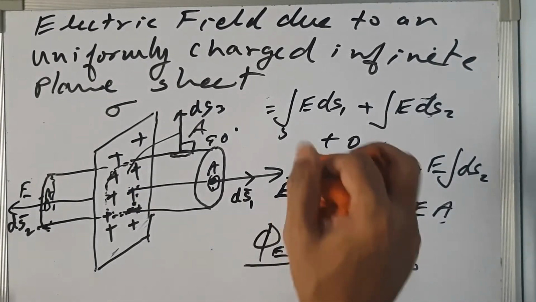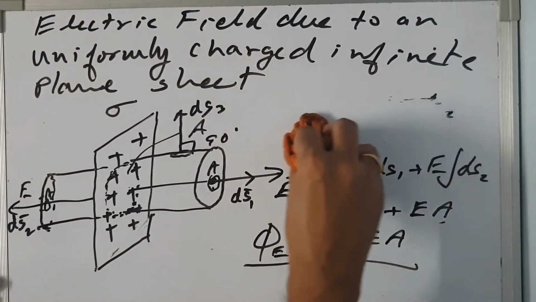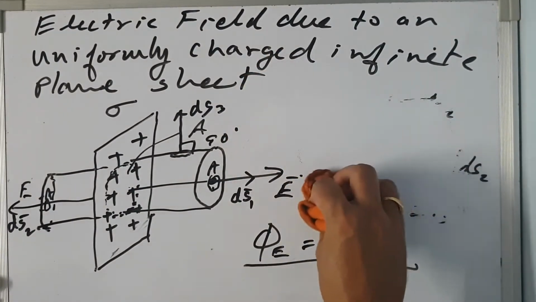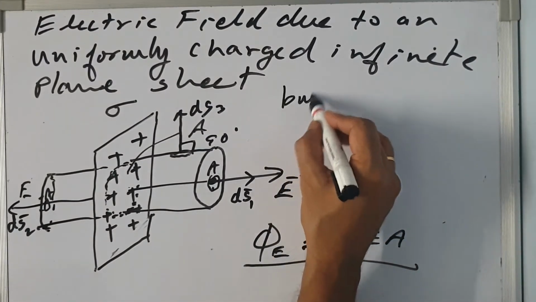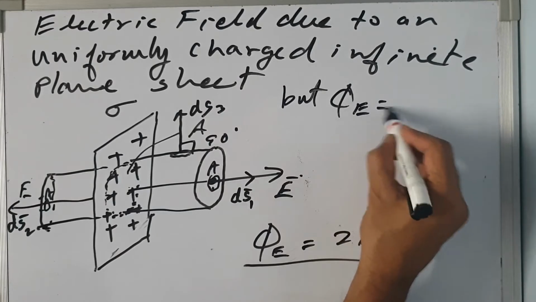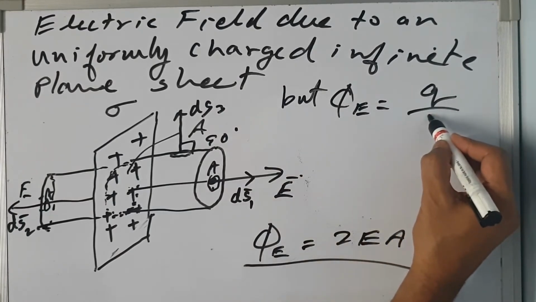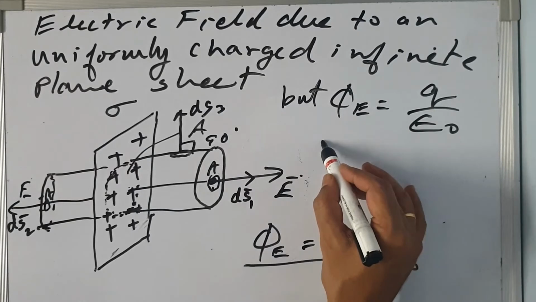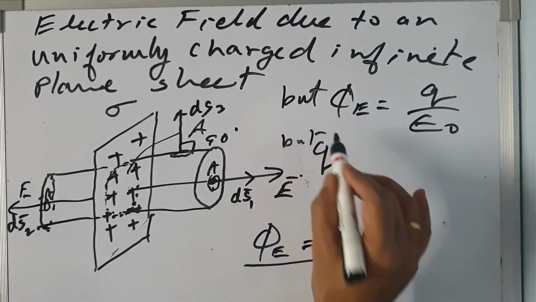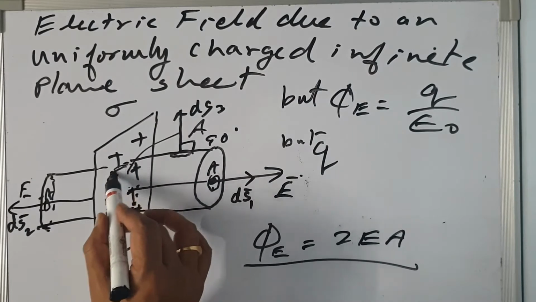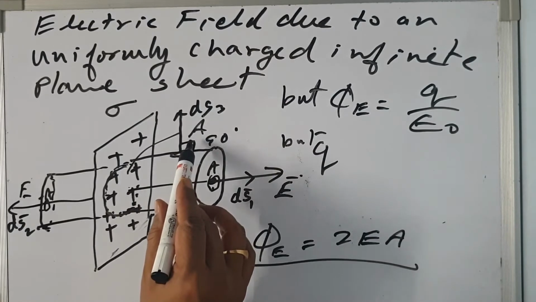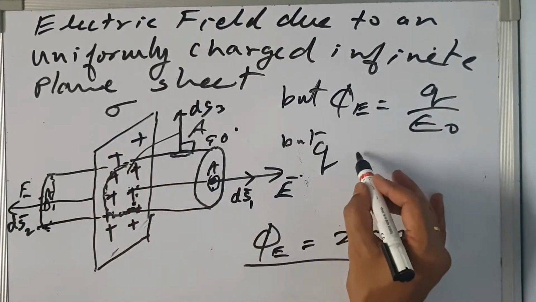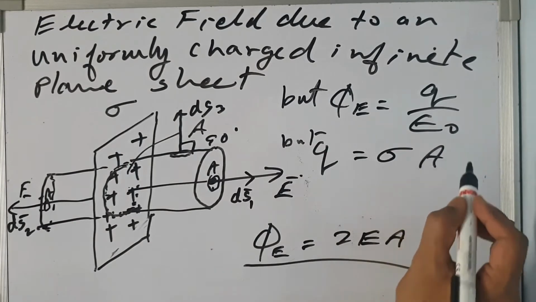Now, by Gauss's law, what should be this total flux equal to? It should be equal to the total charge enclosed by this Gaussian surface upon epsilon naught. But phi E is equal to Q upon epsilon naught. But what is Q? What is the charge enclosed by this Gaussian surface? It is the charge on this area, which is also A, multiplied by surface charge density. Therefore, this is going to be sigma A.